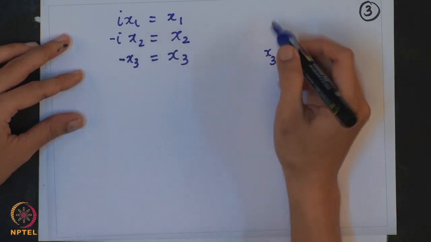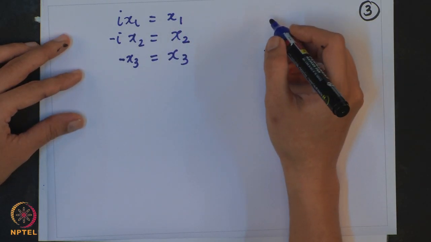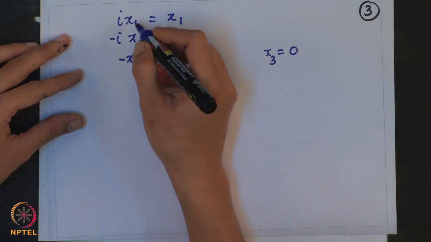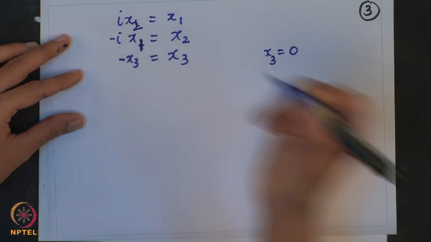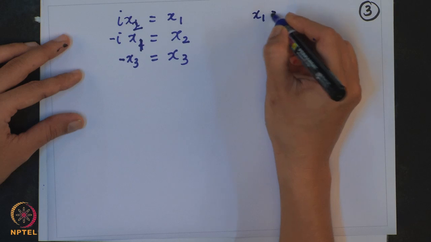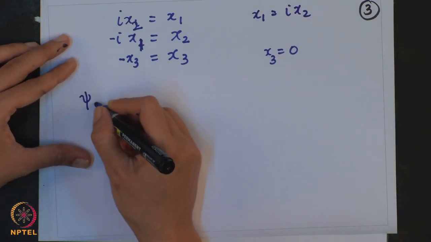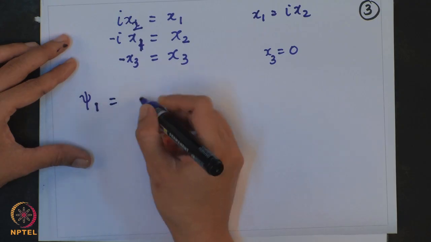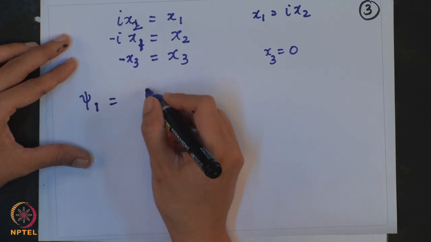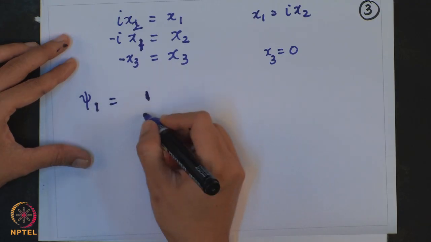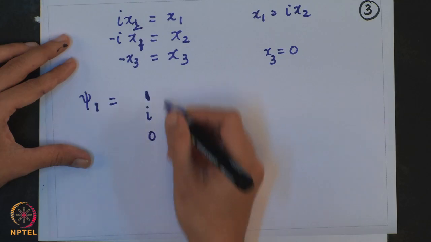X1 is, oh sorry, you have x2 here, x1 here. So your x1 is i x2. Okay. So your psi 1 will be (1, i, 0).